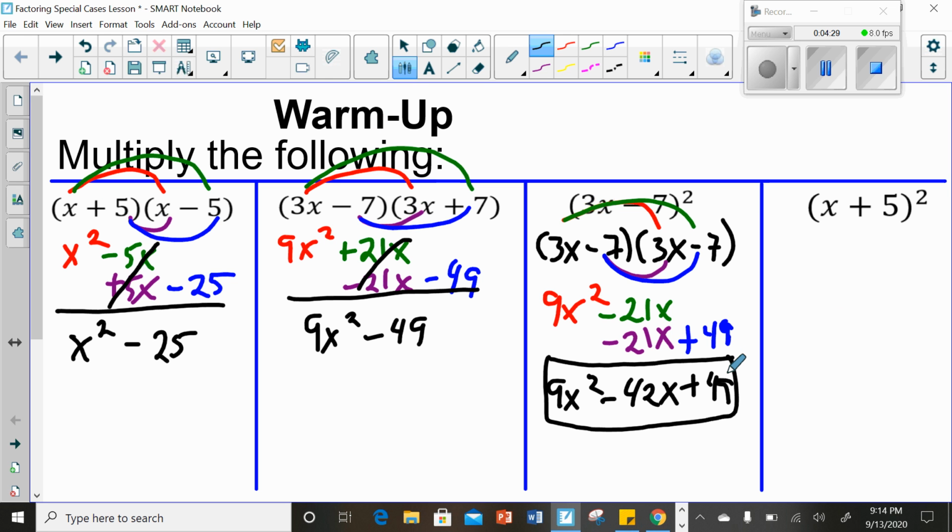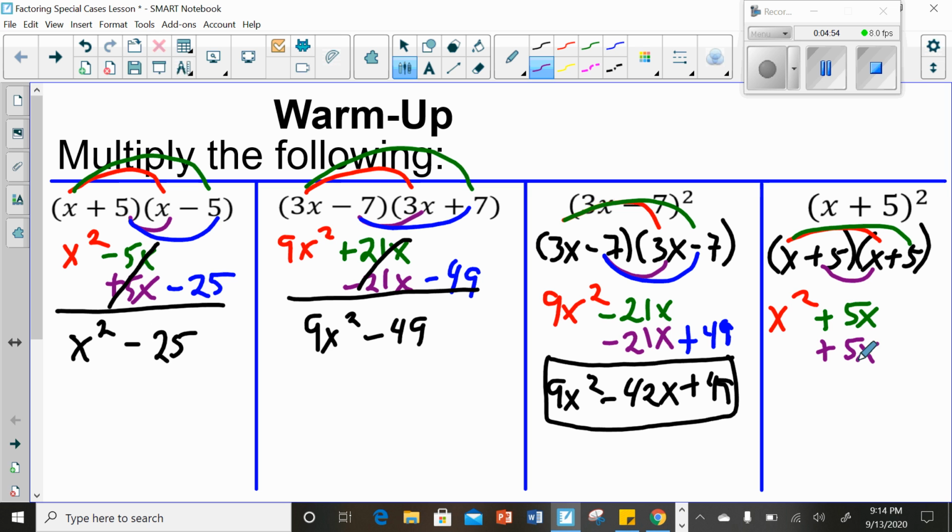So again, this one's very similar to this one, except when I rewrite x plus 5 squared, I get the same binomial. I don't get a plus and a minus. So I get x plus 5 times x plus 5. So therefore, I must have a different answer. So then first, x squared, outer, 5x, inner, 5x, and last, 25. So now when I add down, I get an x squared. And then a 5 plus a 5 is 10x plus 25.